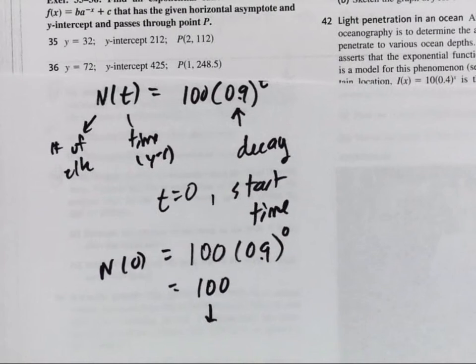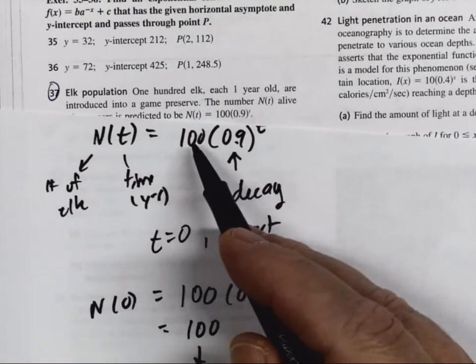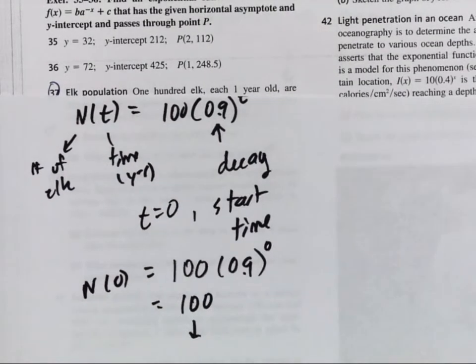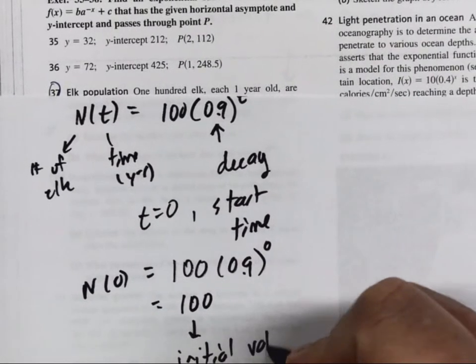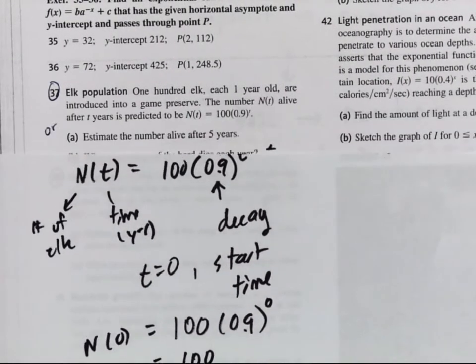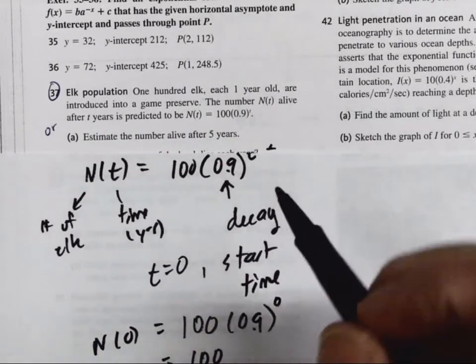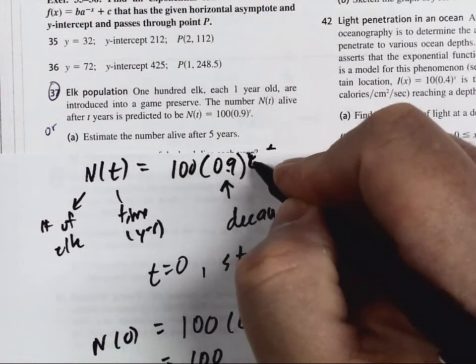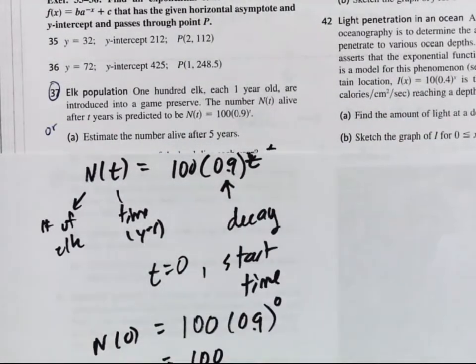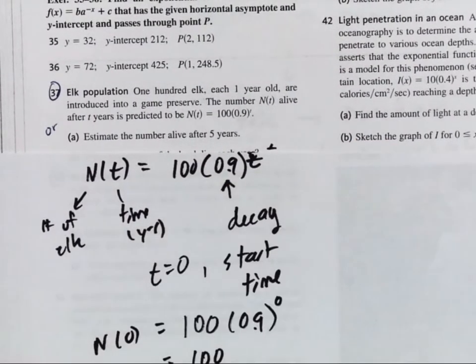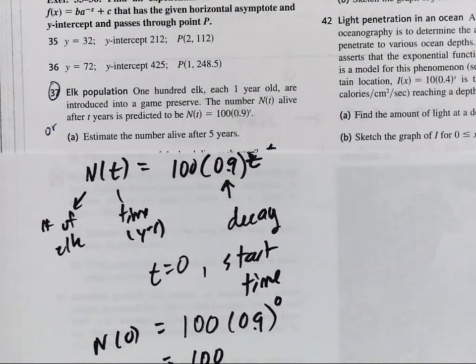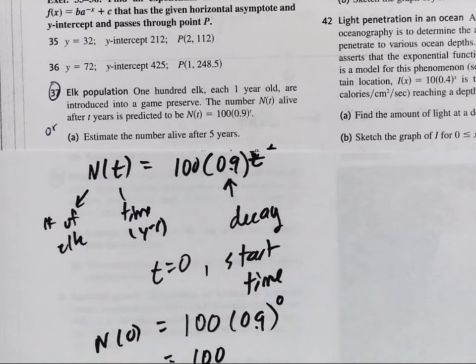Sometimes this number here, the coefficient in front of the exponent, is called the initial value. Because whenever the time is 0, the whole exponent goes to 1, and you're just left with the coefficient. Anyways, back to our problem. They want to know how many elk are left after 5 years.